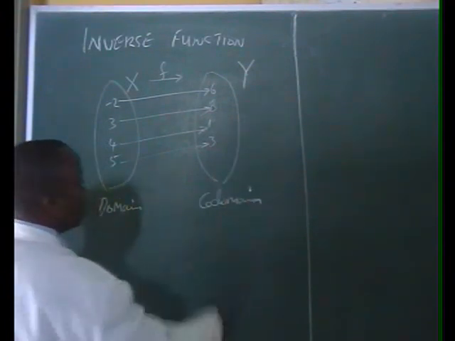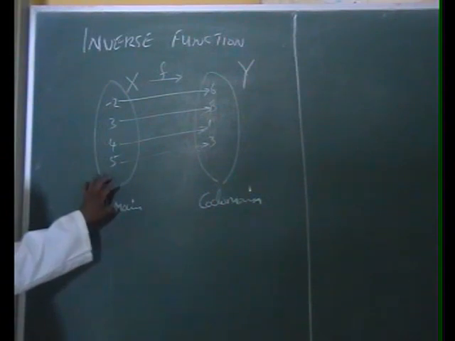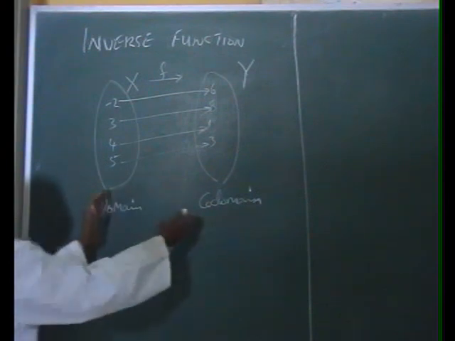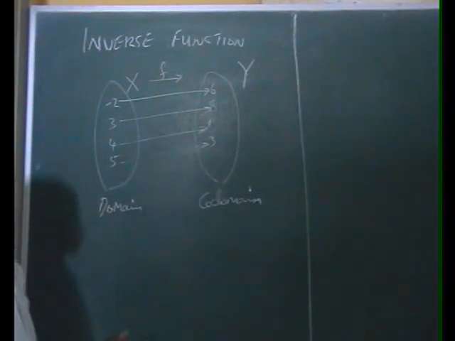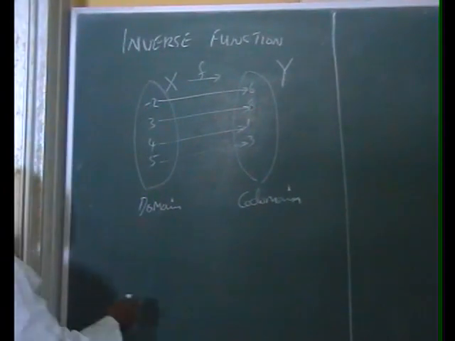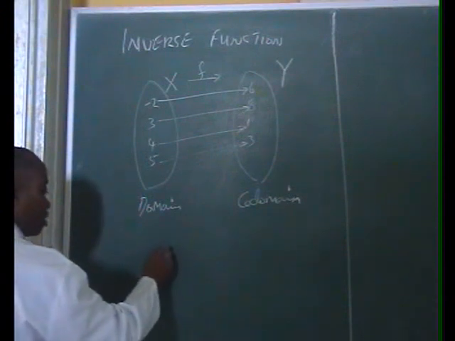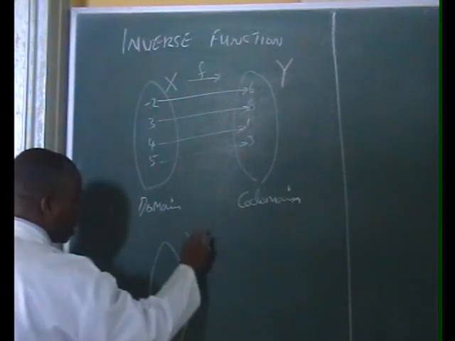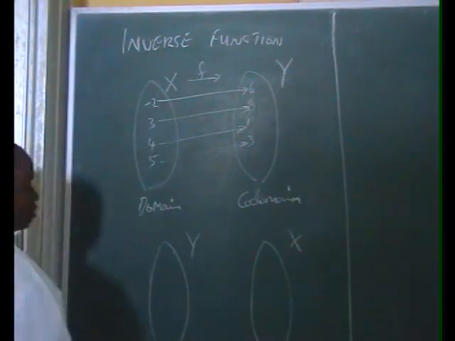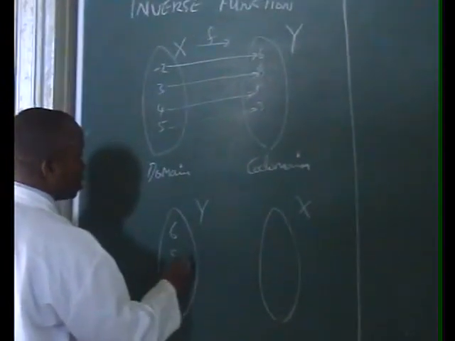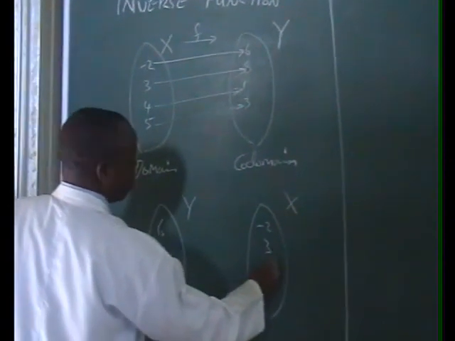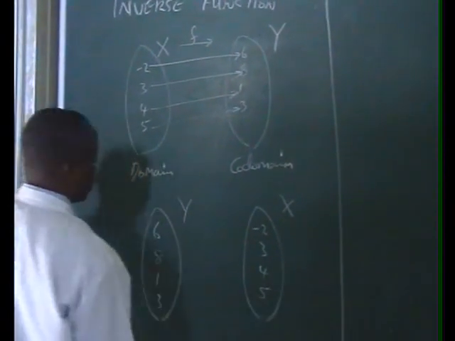Now, if the co-domain become the domain, I'm going to turn this thing like this. That's what we call inverse, where this one become the domain. If I do that, then I will have in this form y, then we'll have set x. Now I will have 6, 8, 1, 3, I have minus 2, 3, 4, and then 5.